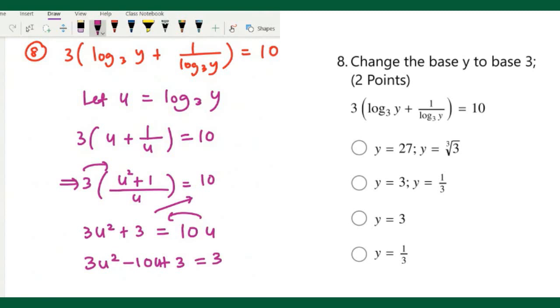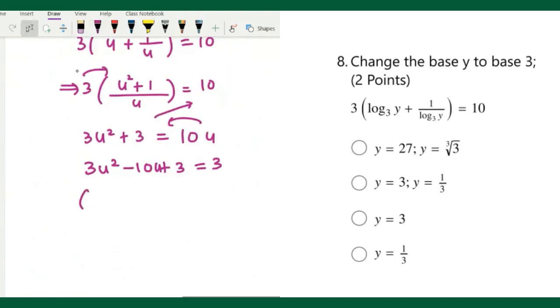Okay, now factorize this. 1 and 3. Positive, so we end up having negative. Okay, let me check. 3u square minus plus 3 minus 12 minus 9 minus 1 minus 10. Okay, correct. So u will be equals to 1 over 3. U is equals to 3. Okay, remember, we are not done yet.